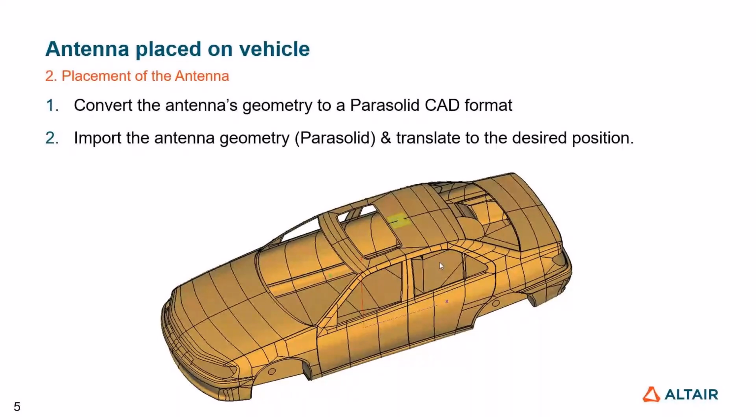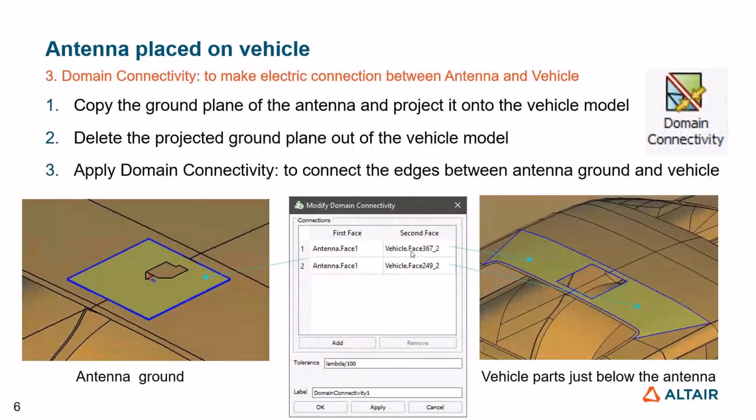The second step is to place the antenna. I converted the antenna geometry to a Parasolid CAD format, imported the antenna geometry Parasolid, and translated it to the desired position. The third step is to use domain connectivity, which allows you to make electric connection between the antenna and the vehicle.